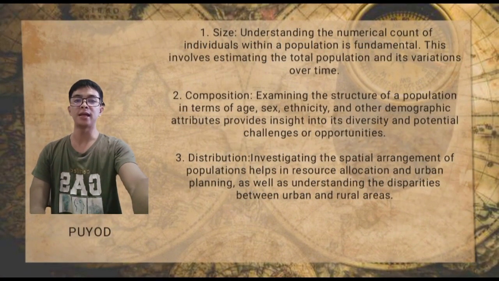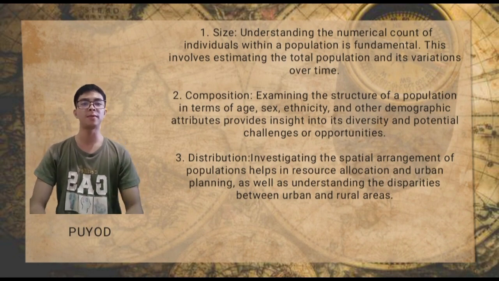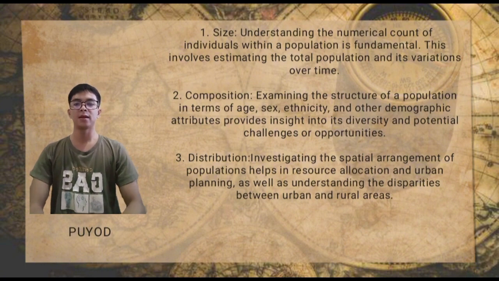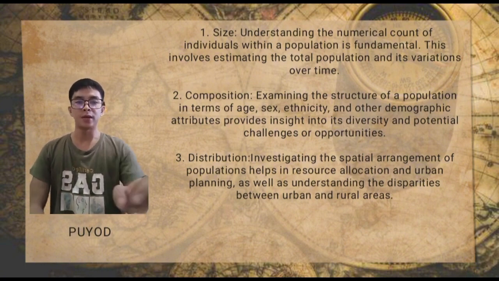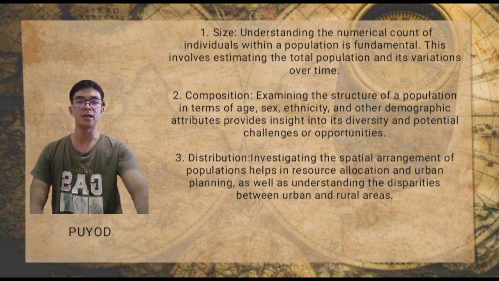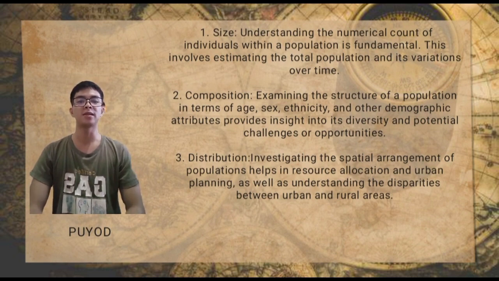The first is size, understanding the numerical count of individuals within a population, which is fundamental and involves estimating the total population and its variations over time. The second is composition, examining the structure of a population in terms of age, sex, ethnicity, and other demographic attributes, which provides insight into its diversity, potential challenges, or opportunities. The third is distribution, investigating the arrangement of population for health, resource allocation, and urban planning, as well as understanding disparities between urban and rural areas.